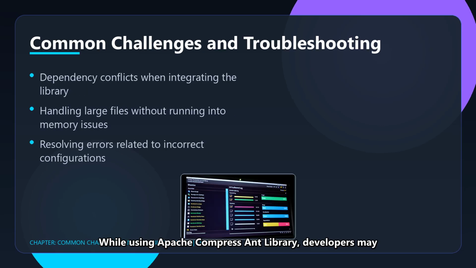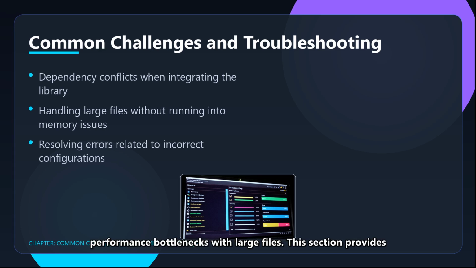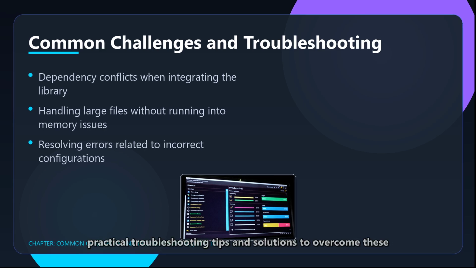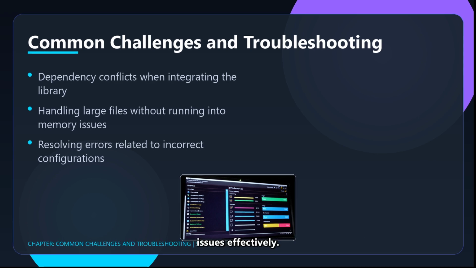While using Apache Compress Ant Library, developers may encounter common challenges such as dependency conflicts or performance bottlenecks with large files. This section provides practical troubleshooting tips and solutions to overcome these issues effectively.